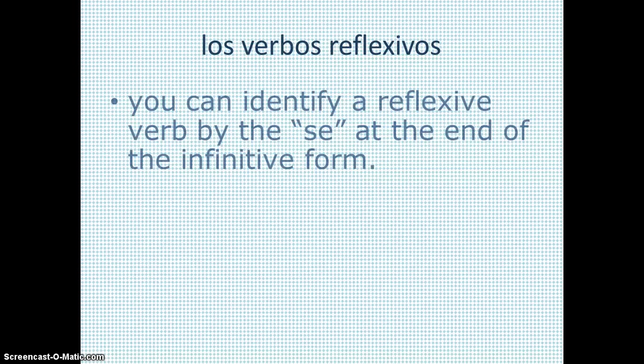All right. You might have noticed that our vocab list is kind of funny. There are words that are very similar. So we can identify reflexive verbs by the se at the end of the infinitive form. So make sure you answer that true or false question. Can you identify a reflexive verb by the se at the end of the infinitive form? So, for example, one of your vocab words, afeitarse, I know it's reflexive because it has a se at the end. So, to shave oneself.